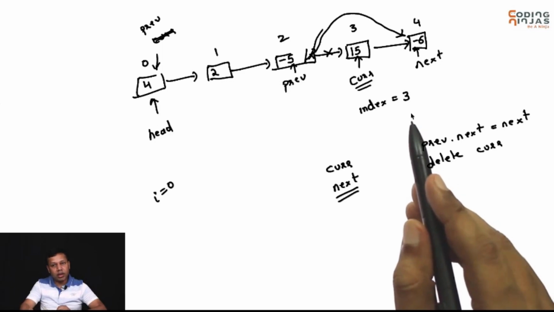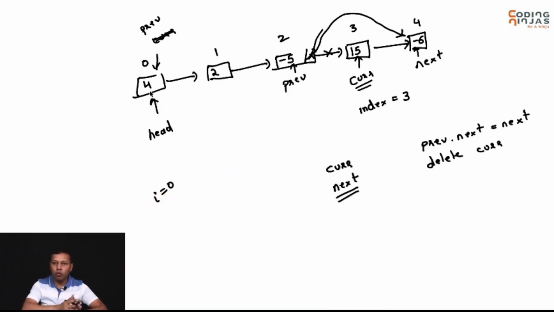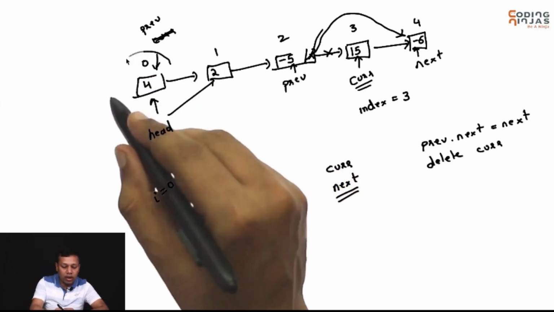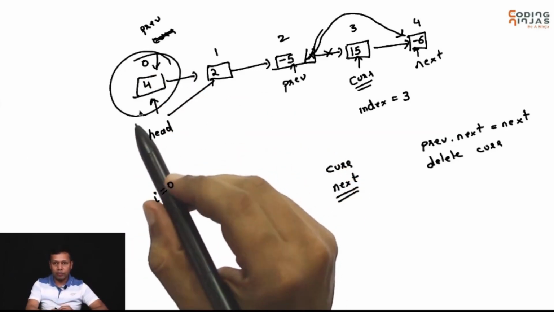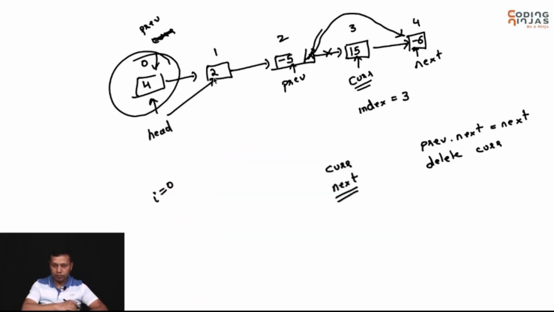So when the index is 0, all I need to do is remove the head node. There would be no previous node in this case, and I simply have to move my head and clear this part of the memory. So I need to call delete on this node and update my head appropriately. This can be a special case wherein the index is 0.